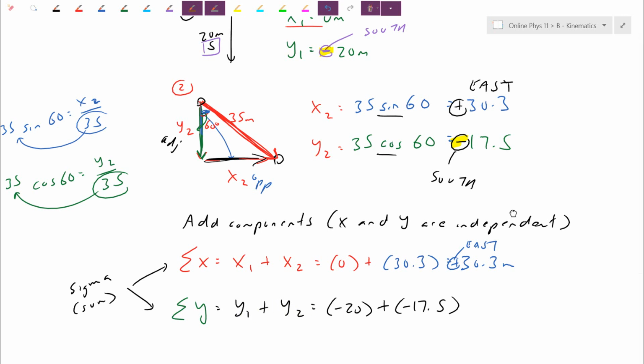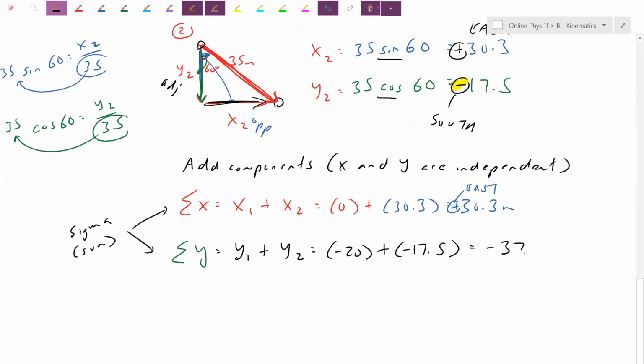And you notice my answer comes out, in this case here, is negative 37.5. So at least that's consistent. These two help each other. You go 20 and then you go another 37.5. And then we use our convention again. Oh, negative just means south.